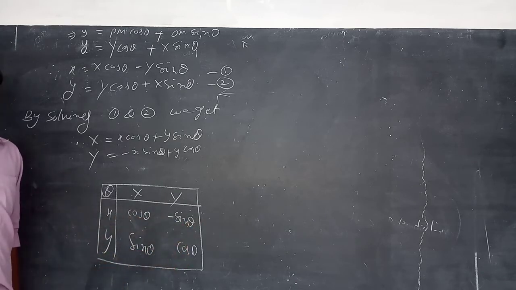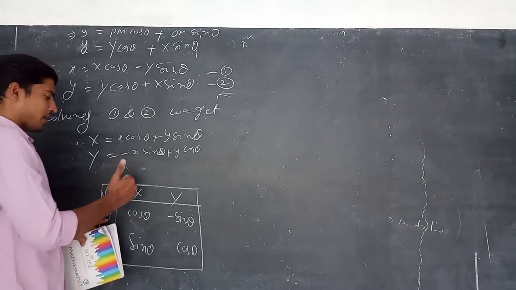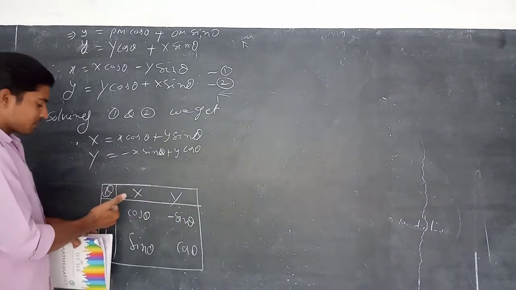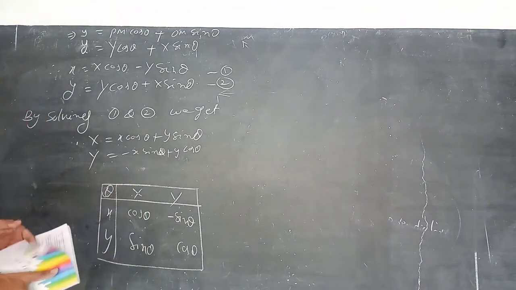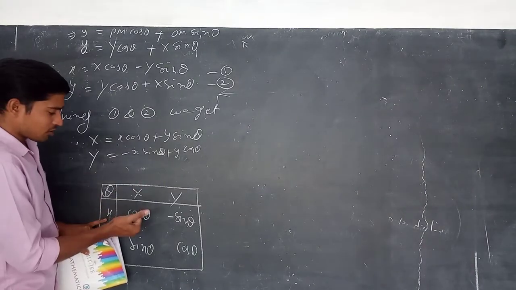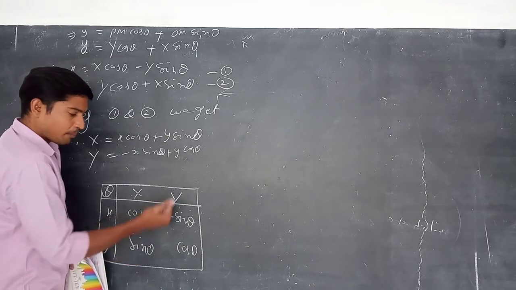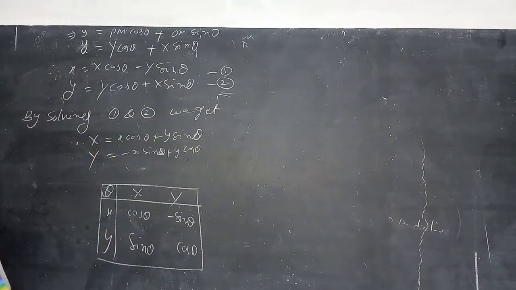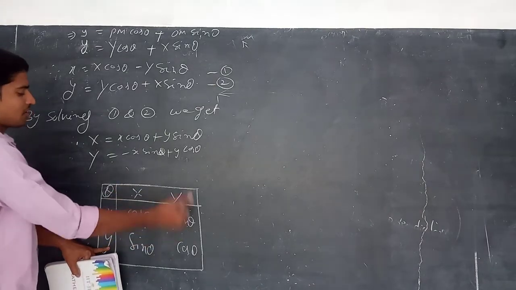Minus sin theta. If I want the equation for small x, small x is equal to x cos theta minus y sin theta. I got it, see? Small y is equal to x sin theta plus y cos theta.